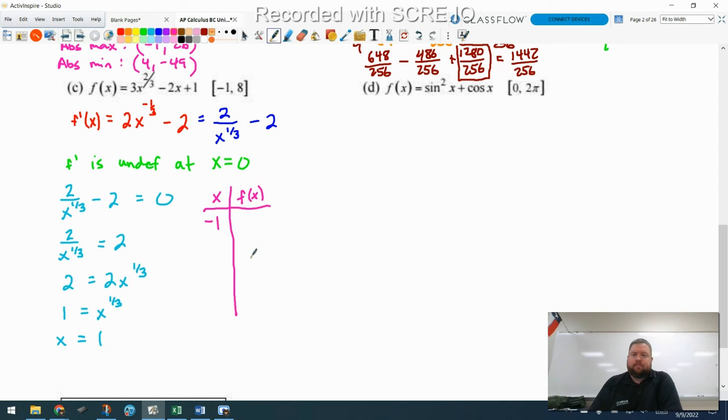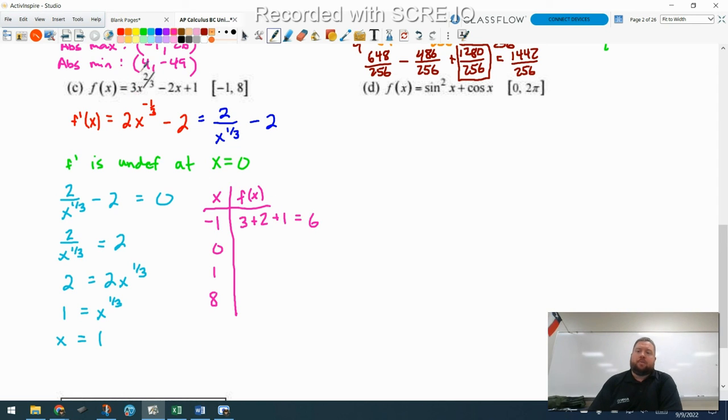So negative 1, and then 0, and then positive 1, and 8. All right, we're going to plug all these into the original function. So if I plug in negative 1 squared is positive 1, cube root of 1 is 1, and then multiply by 3 is 3. So that's 3. Negative 1 times negative 2 is positive 2 plus 1, which is equal to 6.